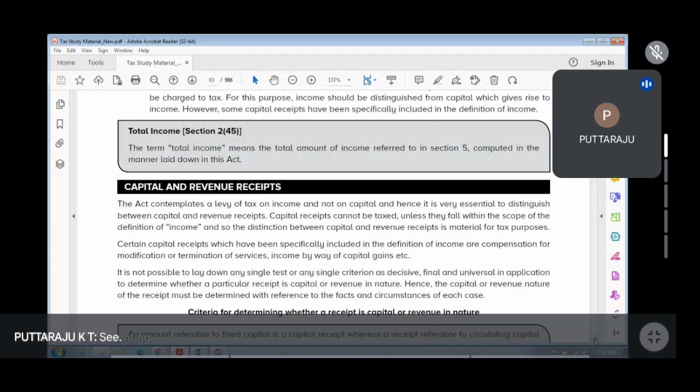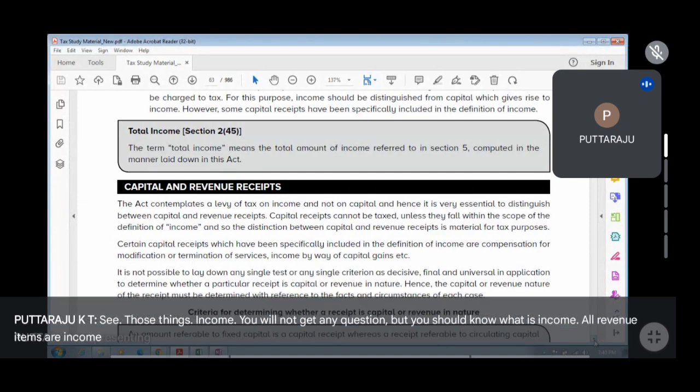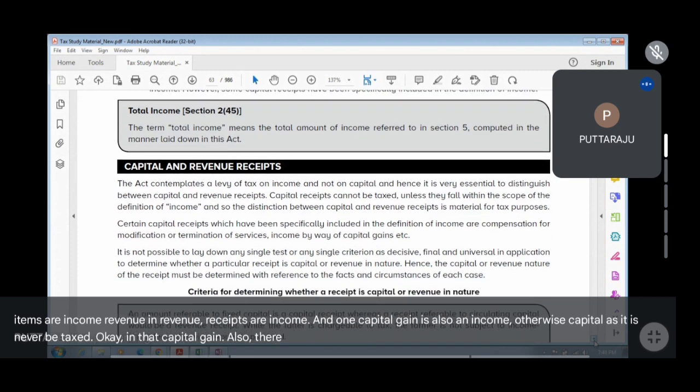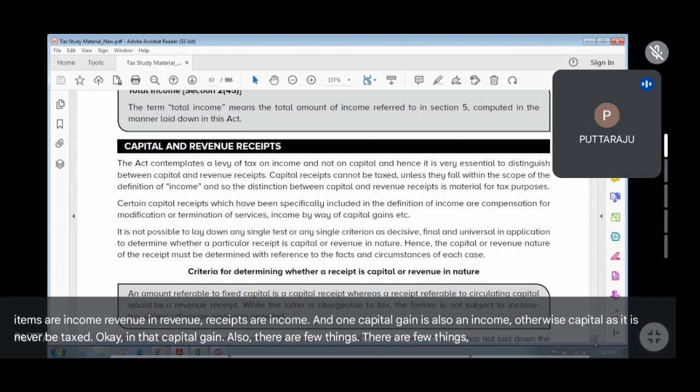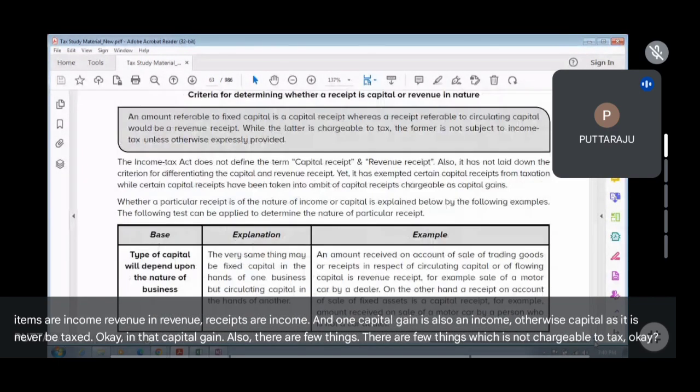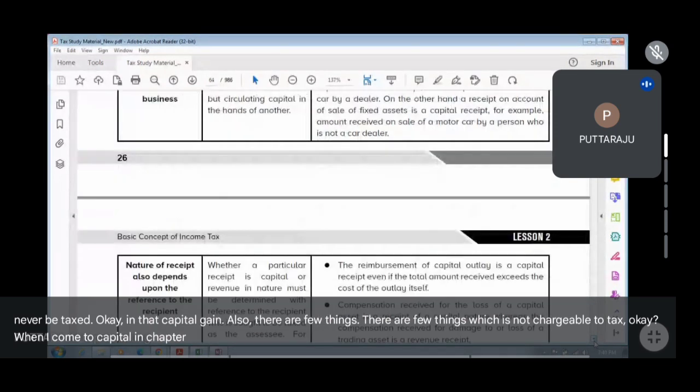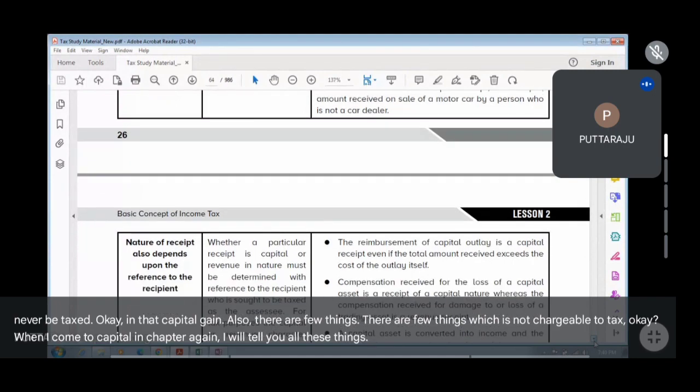Those things, income, you will not get any question, but you should know what is income. All revenue items are income. Revenue receipts are income, and one capital gain is also an income. Otherwise, a capital receipt is never taxed. In that capital gain also, there are a few things which are not chargeable to tax. When I come to the capital gain chapter, again I will tell you all these things.